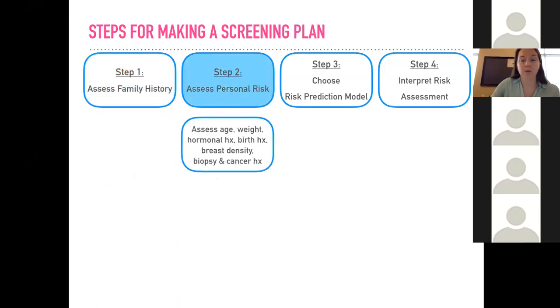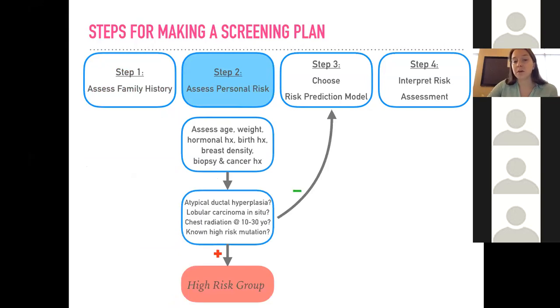Okay, so moving on to step 2, assessing personal risk. This is where we want to get all of the individual information from patients, thinking about those prior slides when we were looking at parity and hormonal risk. So assess their age, their weight, their hormone history, birth history. If they know anything about their breast density, that's helpful. And then, of course, if they've had any cancers or biopsies themselves.